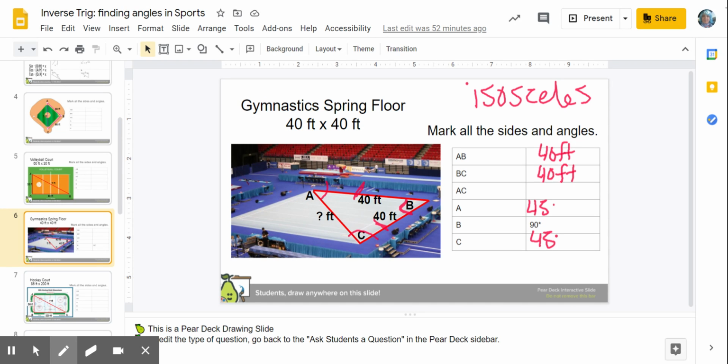Bryce, there is a pair deck that you are welcome to use, or you can go to today's assignment and work on the Google Slides that we're working on. We're just practicing Pythagorean Theorem, all the stuff we know about triangles and trig.